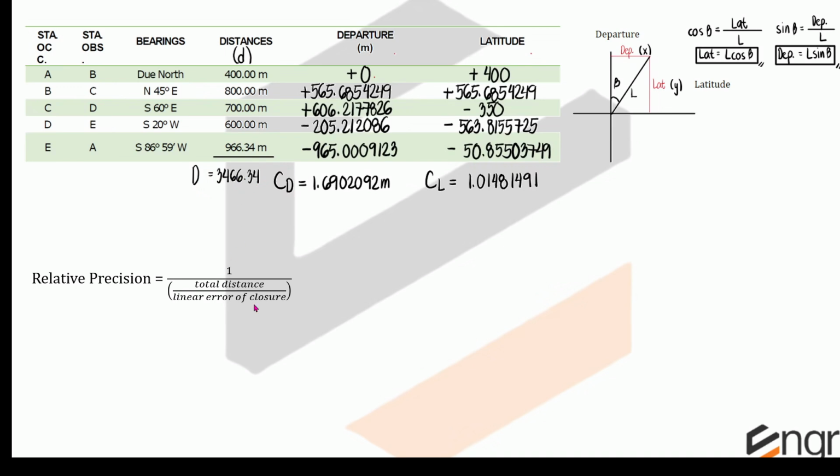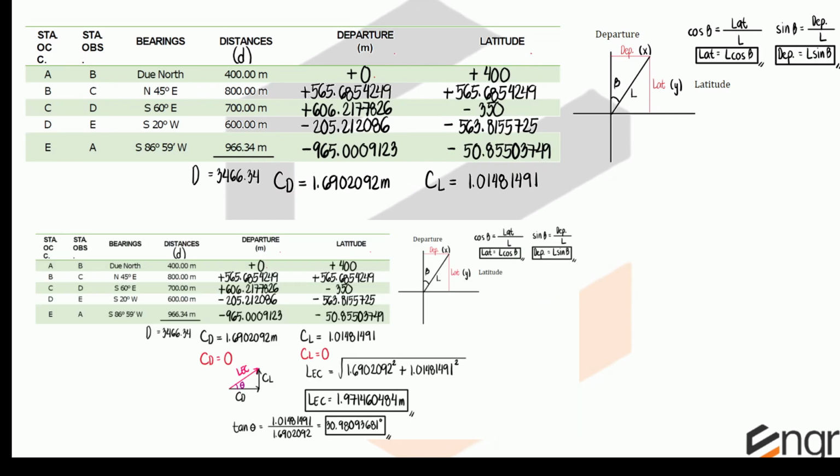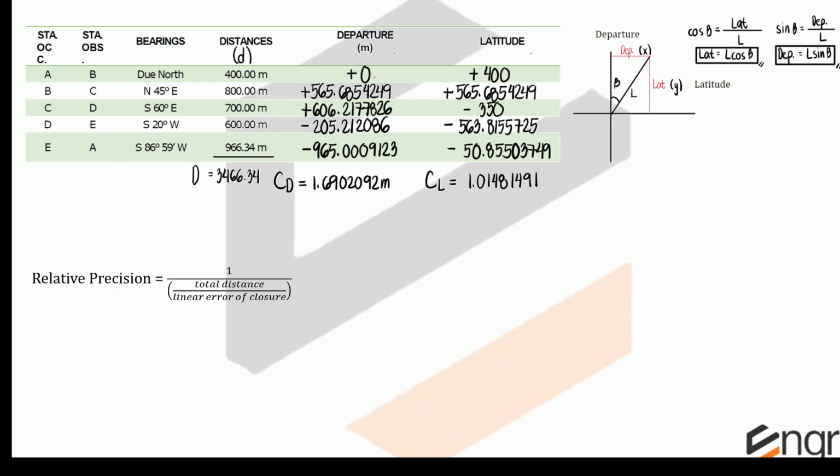Now, for letter B, the question was, what is the relative precision? Our formula for that is 1 divided by the total distance over the linear error of closure, so that we can express it as 1:n, where n is this value. And the larger n is, the more precise the survey. So the total distance here would be 3,466.34, and the linear error of closure was the one we solved last time, which was 1.97146. I will just include a snippet of the calculations, but the prerequisite of this video is our lecture on the linear error of closure.